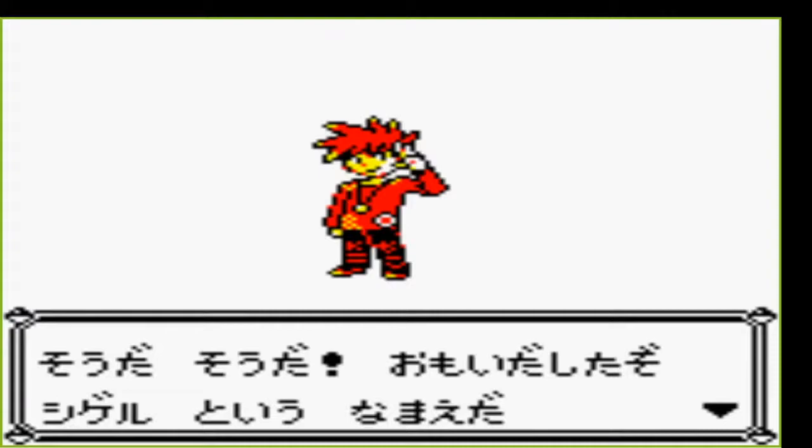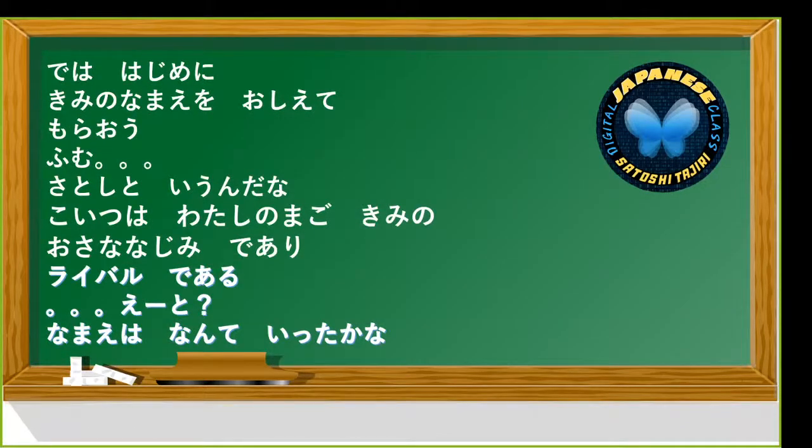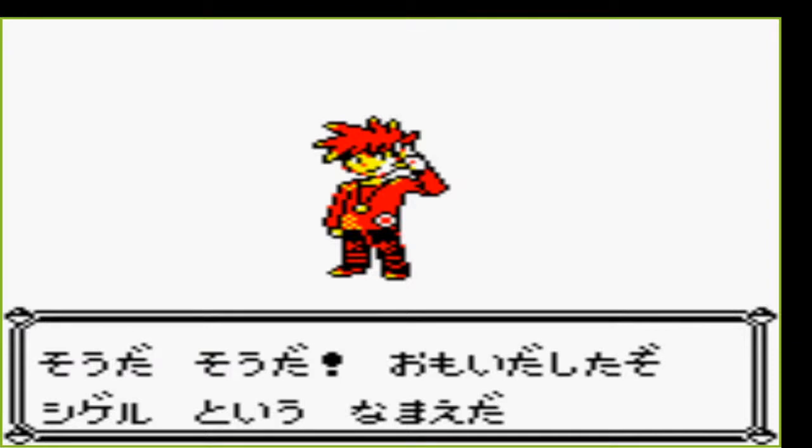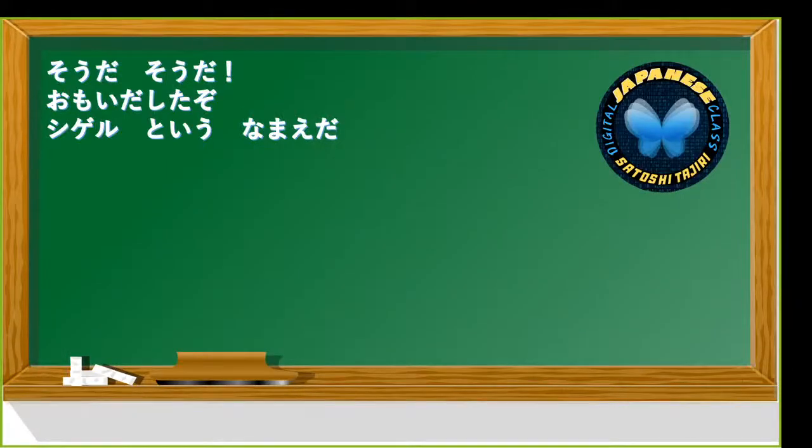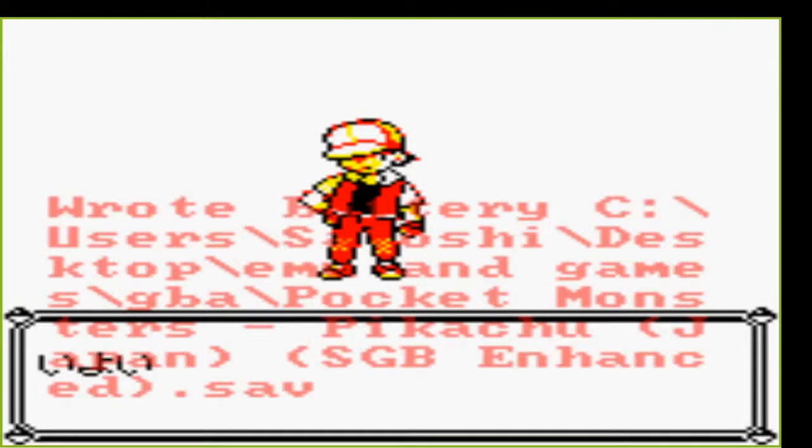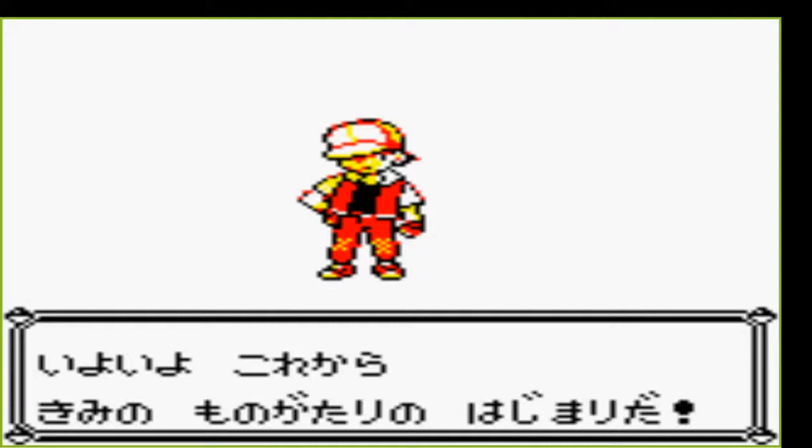Okay, so let's go to this one now. Okay. And we have our sō da. Okay. Sō da. It's like, instead of sō desu, it becomes the plain form, sō da. And we have omoidashita. Omoidashita zo. Omoidashita zo. Shigeru. Okay. How about this one? How to read this one now?